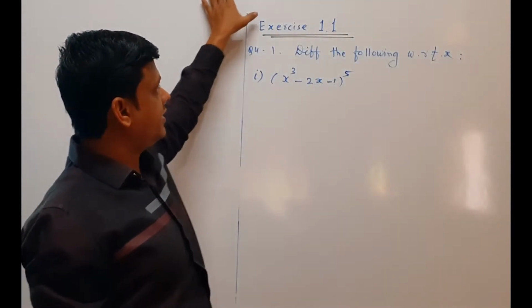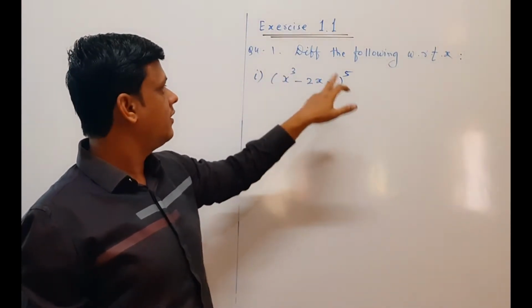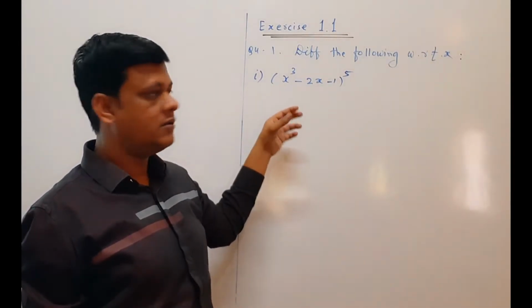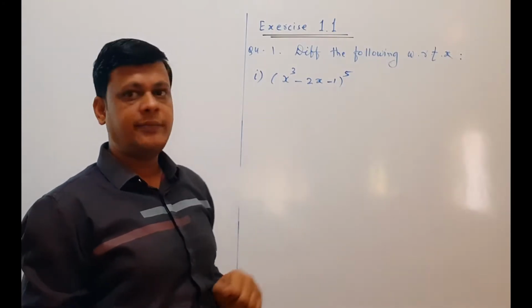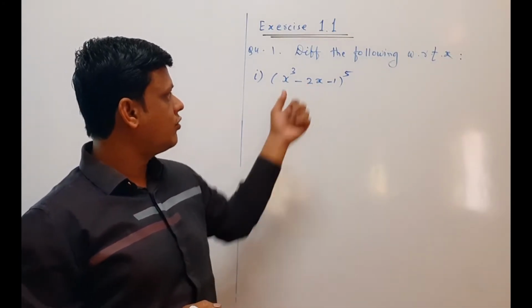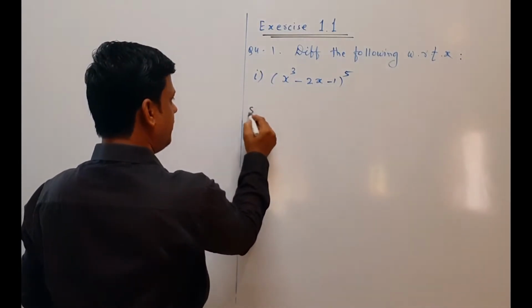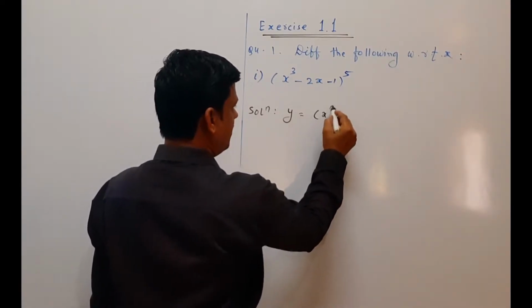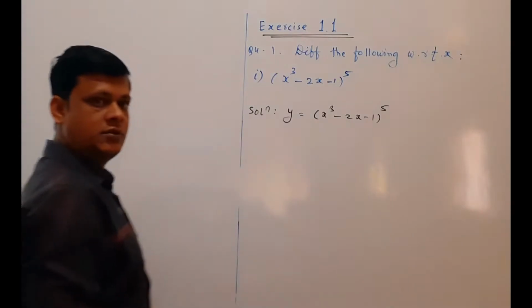Now we start exercise 1.1. Question number 1. Differentiate the following with respect to x. So in the previous lecture we saw the proof of the chain rule. So we have to apply the chain rule here, because first we have to write the given value as y. So we write here y equals (x cube minus 2x minus 1) raised to the power 5.